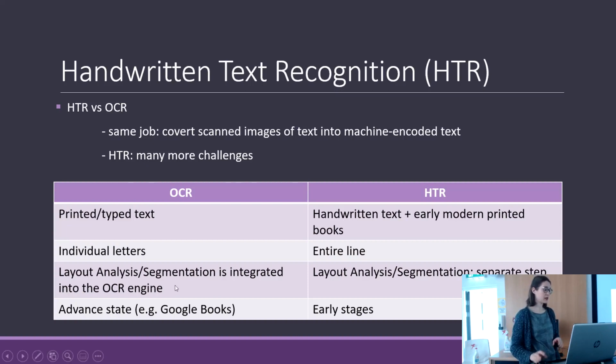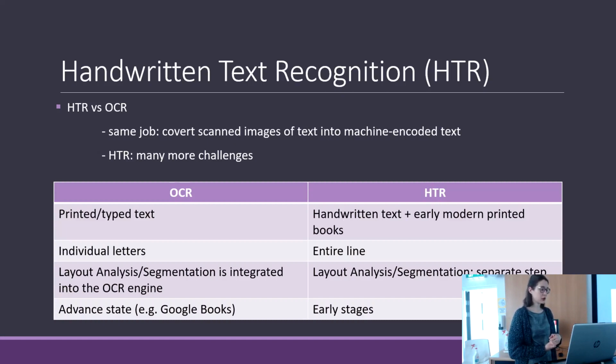The layout analysis or segmentation, which is finding the lines, is integrated into the OCR engine. So we don't need to do the layout analysis, finding all the text regions and the lines, before transcribing the text. And it is at an advanced stage. For instance, Google Books works with OCR, and we can just type a name or a word, and we will find all the occurrences in Google Books.